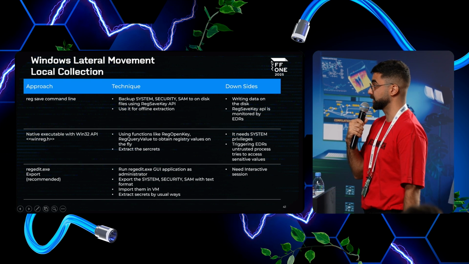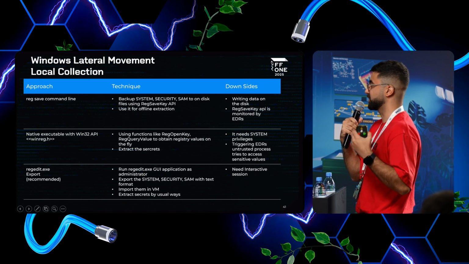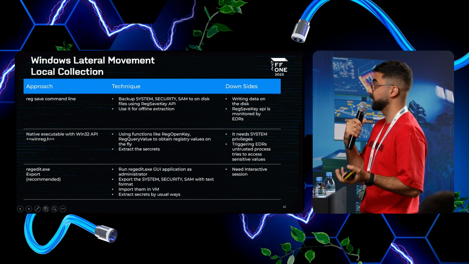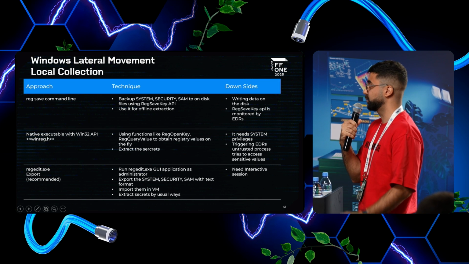Now for the local collection. The first method, also used by many of us: you open a shell or CMD and type reg save, and you save security, SAM, and system. What's happening under the hood is that you save these hives to the disk using the RegSaveKey API, and after that you use them for offline work. The downsides: writing data on the disk, and this API, save key, is well monitored by EDRs, and if you try to access sensitive hives like security and SAM, it will catch you.